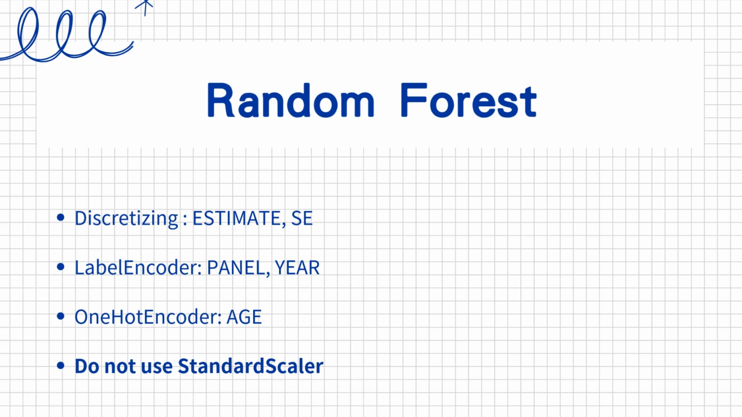In this analysis, a random forest model was constructed after preprocessing the dataset. Features estimate and SE were discretized into 5 equal frequency bins to enhance model interpretability. The categorical features panel and year were encoded using label encoder, while edge was one-hot encoded to create binary variables for each category. Unlike SVM, standard scaling was not applied, as random forest models are insensitive to feature scaling, making it computationally efficient and maintaining data integrity.